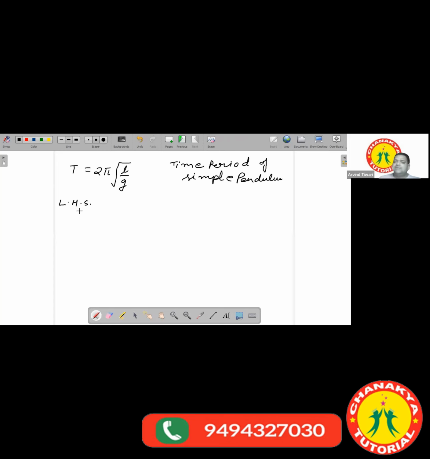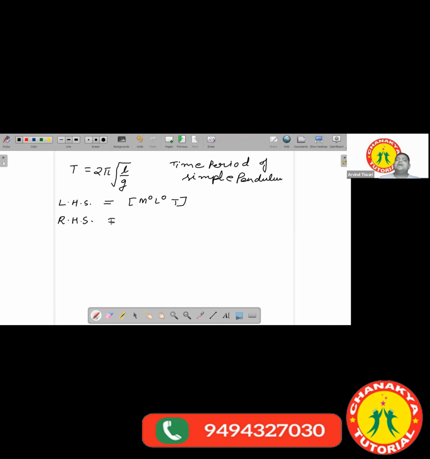On the left hand side, you have only one physical quantity, that is time. So LHS is just M0 L0 T. This should be the dimensions of LHS. Now let's try to find out the dimensions of the RHS.